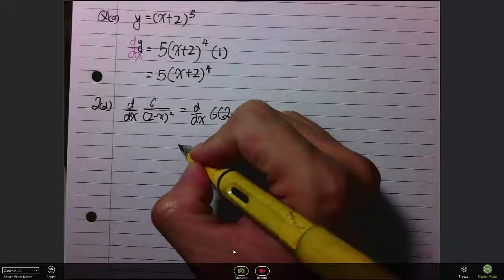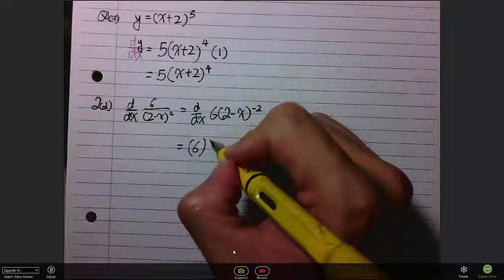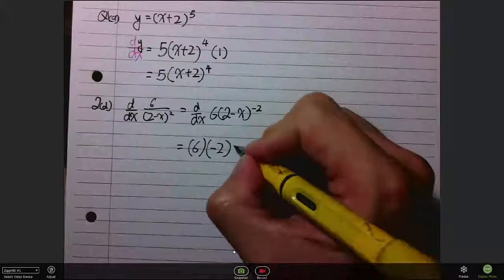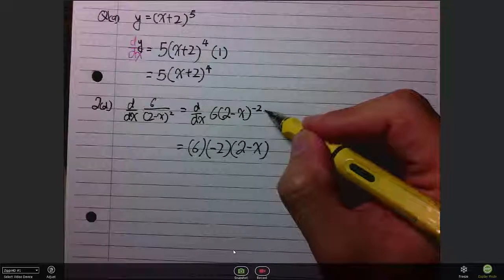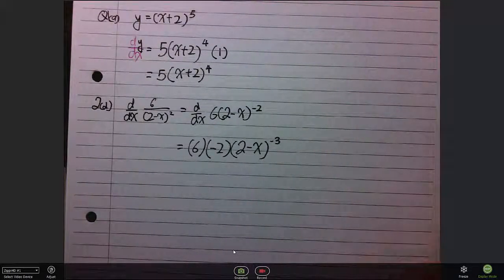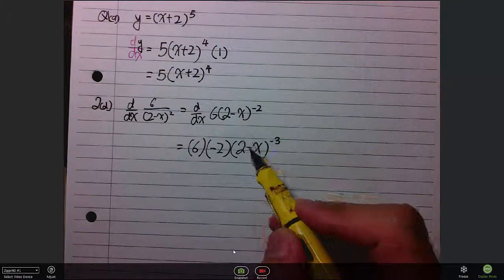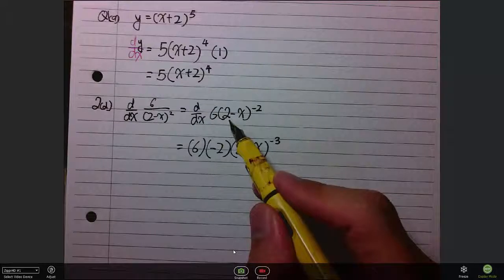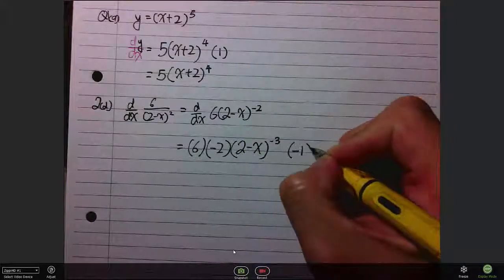Now when I begin differentiating, negative 2, same thing, I bring down, so it's 6 times negative 2. Then I get (2 minus x), and minus 2, I have to minus 1 to get negative 3. Here's where you don't forget to differentiate the bracket. What is inside the bracket is 2, you differentiate, you get 0. Negative x, you differentiate, you get negative 1.